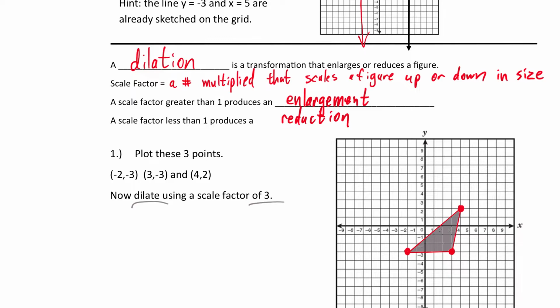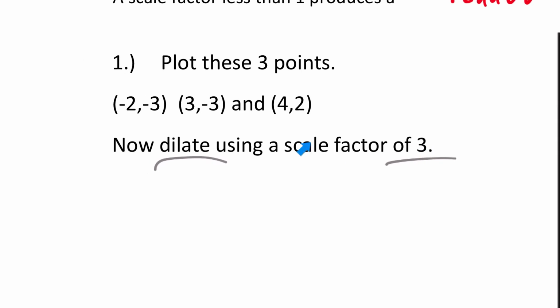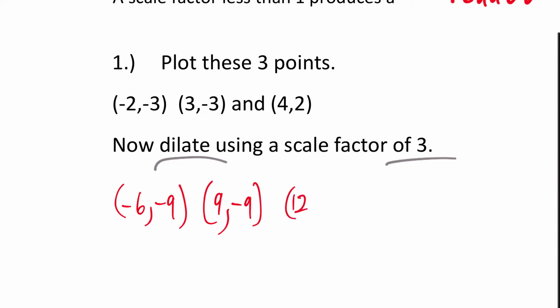So all I'm going to do is take the scale factor of 3. Everything gets multiplied by 3. All right? So what is -2 times 3? -6. What is -3 times 3? -9. Okay, let's go ahead and just do all the multiplying, then we'll plot the points. What's 3 times 3? 9. What is -3 times 3? -9. And then 4 times 3 is 12. And then 2 times 3 is 6.